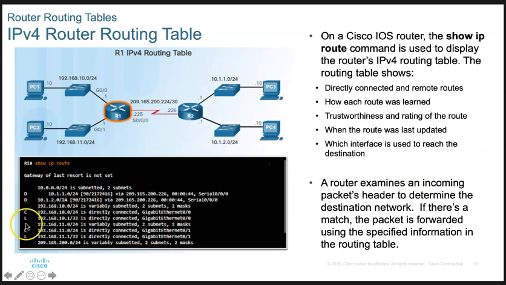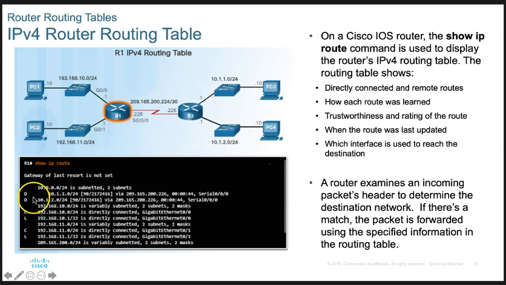I'll start with the C and L. The C and L are the locally directly connected routes. So the router is telling you, I can reach 192.168.10 and 192.168.11, and also 209.165.200, because I am directly connected to them. I can reach them by using my Gigabit Ethernet interface.